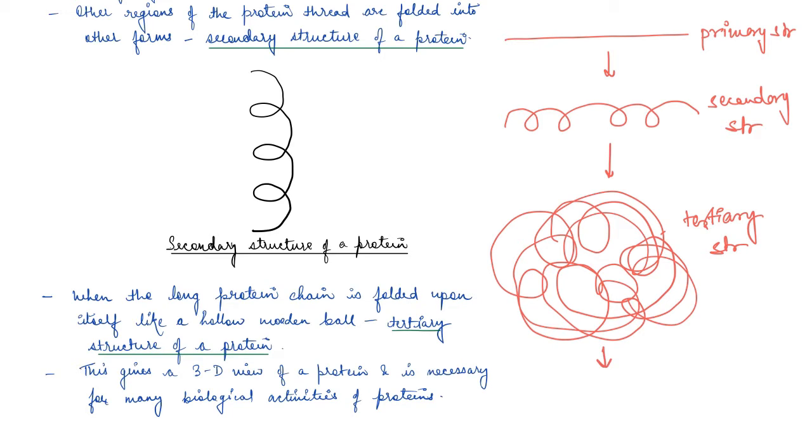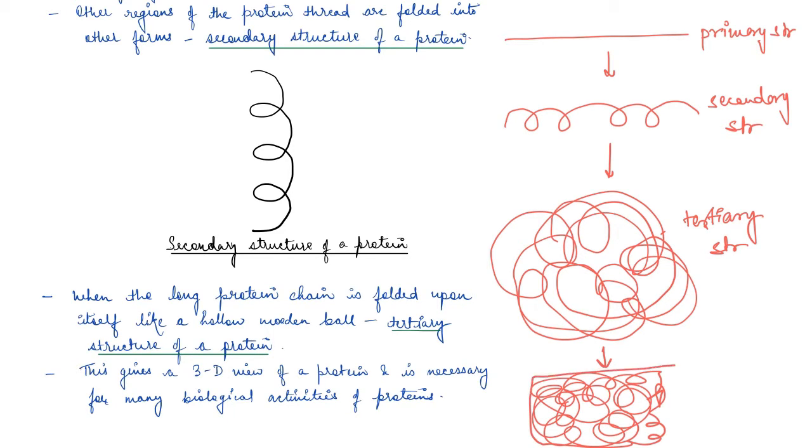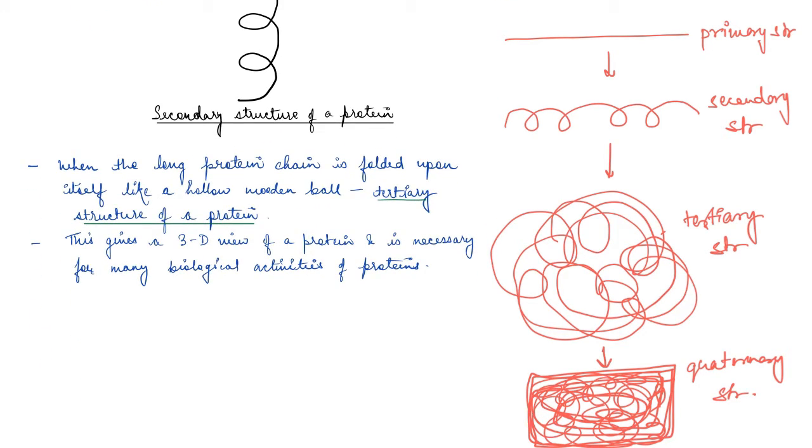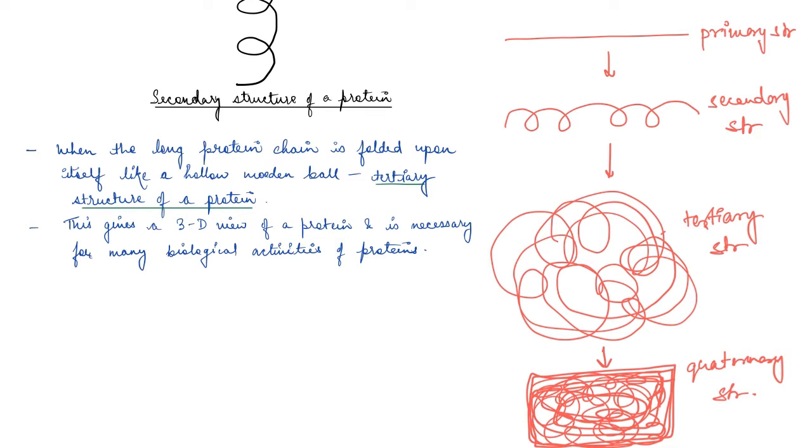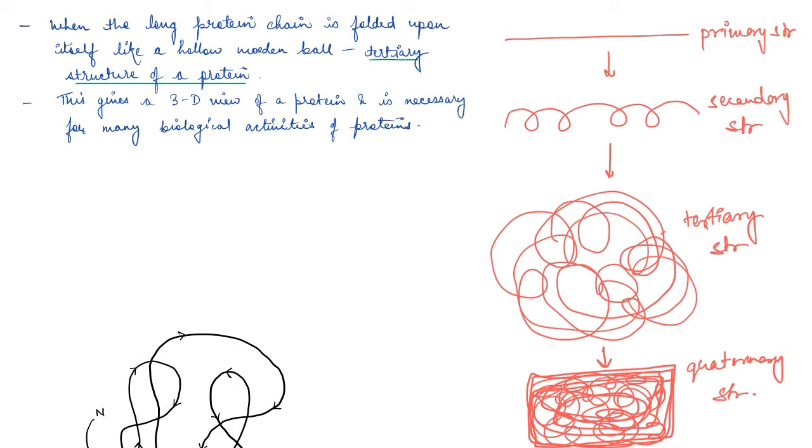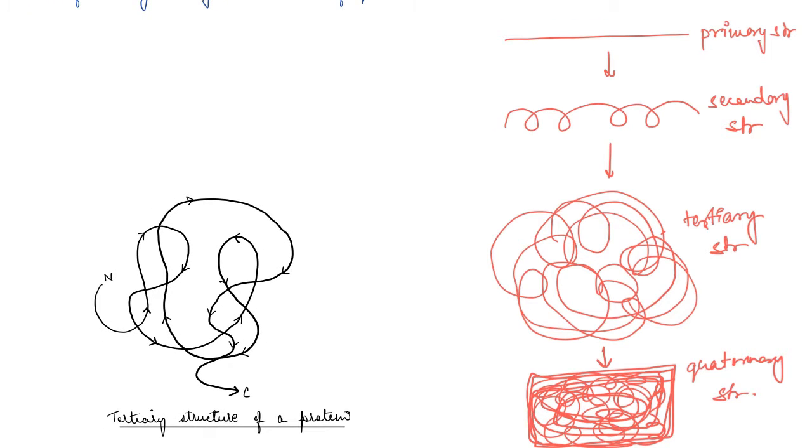And in some cases, this even gets more coiled and forms a more complex structure, which is the quaternary structure. It all depends on the biological activity of the protein. So this is all about the structure of proteins. Now, if you see the diagram here as well, you'll realize that this is the tertiary structure.